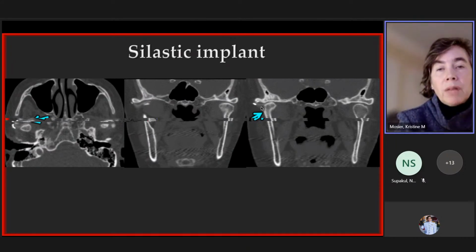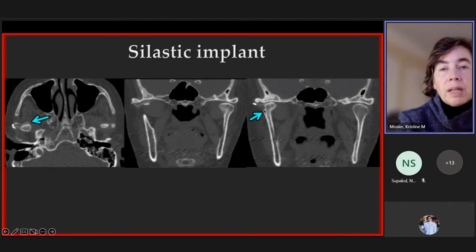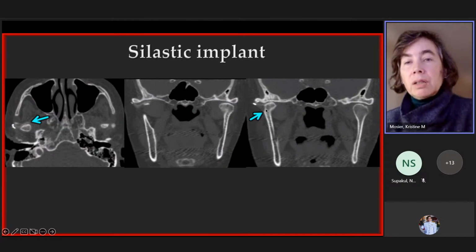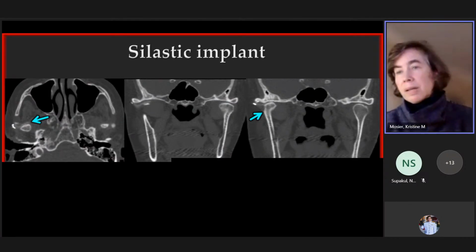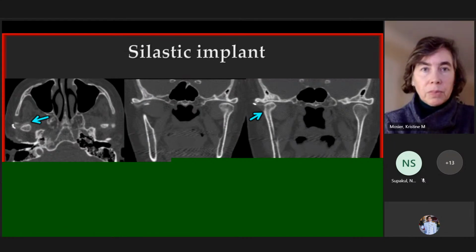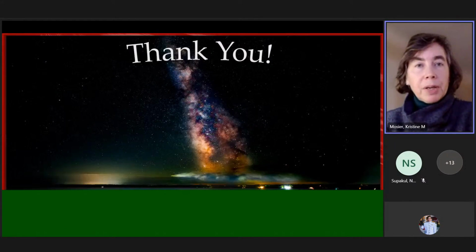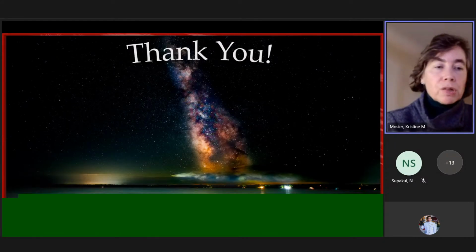And again, what we're looking for in those that still have them are any evidence of condylar resorption. You can just see a little bit of remodeling in this patient who fortunately never had a severe reaction to this. And so this is a patient with a Silastic implant. And I think I will finish up here and entertain any questions.